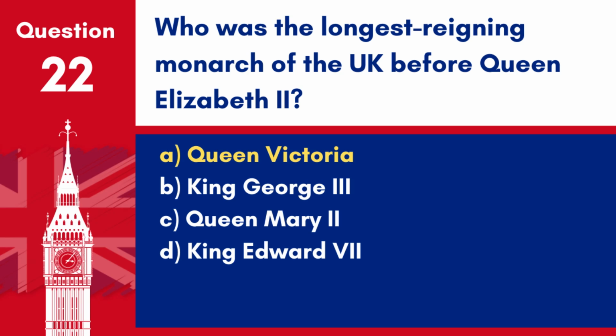Answer: A. Queen Victoria. Queen Victoria was the longest reigning monarch before Queen Elizabeth II, serving from 1837 to 1901.